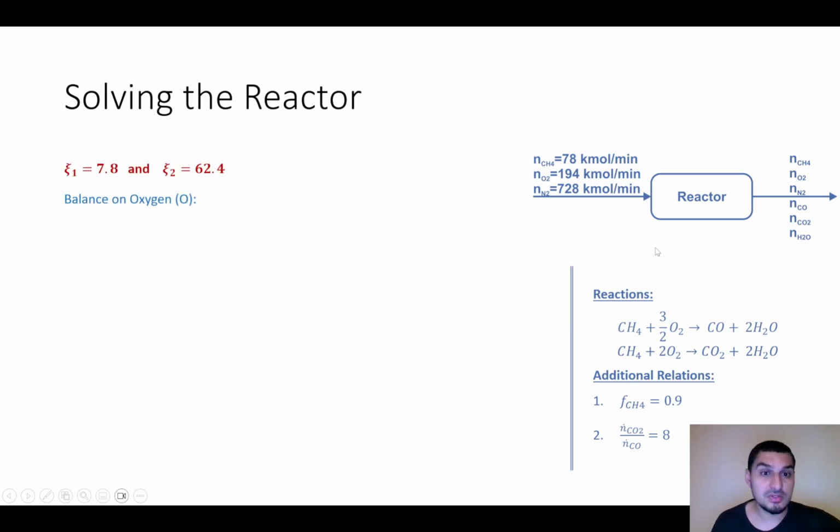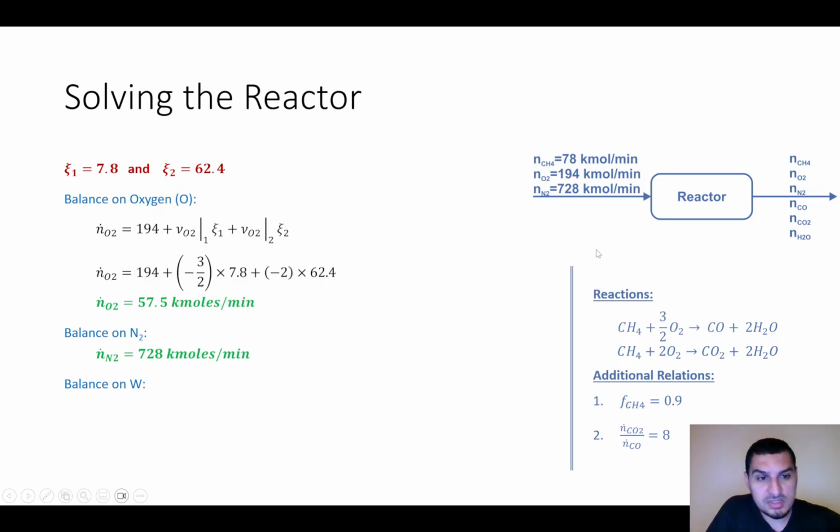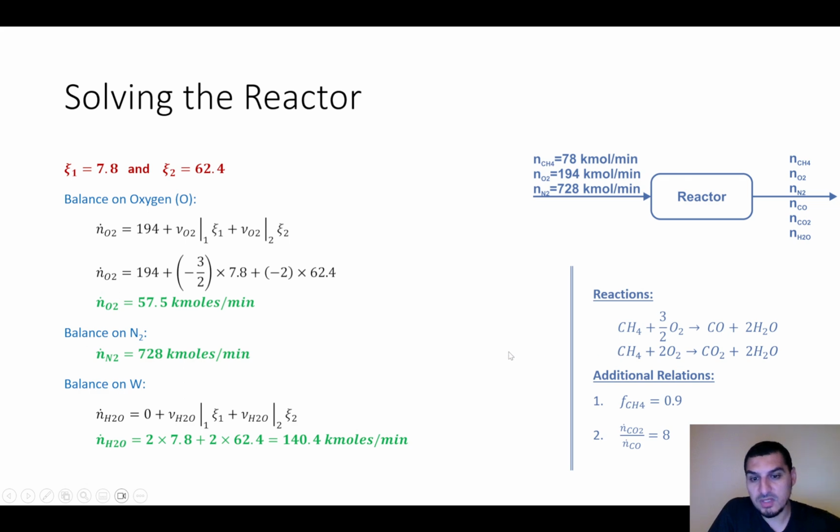the balance on oxygen, this is O2, not O, but the number of moles of oxygen in the product equals the feed, 994, minus 3/2 xi1 minus 2 xi2, which will give this number. For nitrogen it is going to be the same, in equals out, so it's going to give the same result. And for water, I think we didn't do the balance on water, so it's going to be the feed, which is 0, plus 2 xi1 plus 2 xi2. So we have now calculated everything.